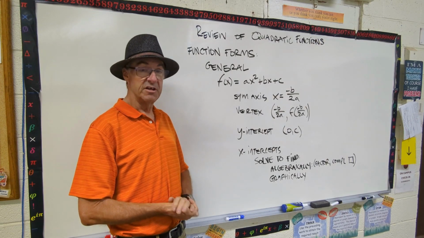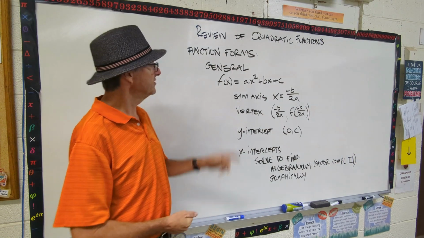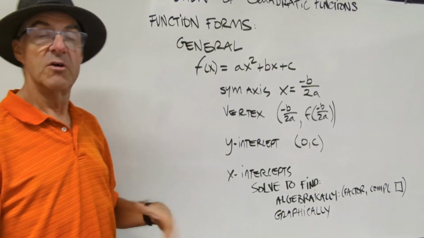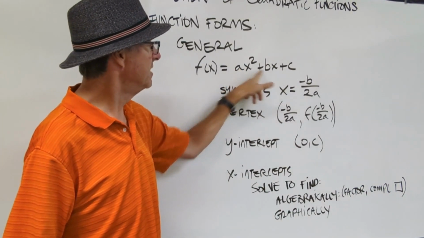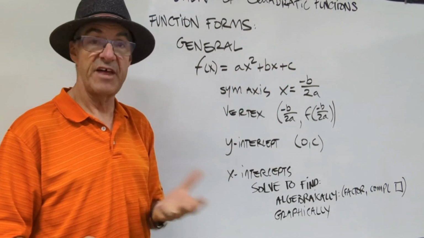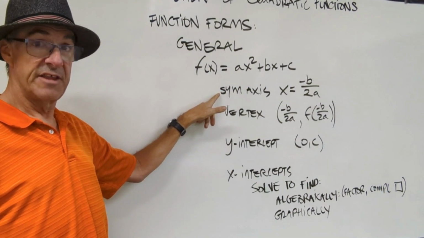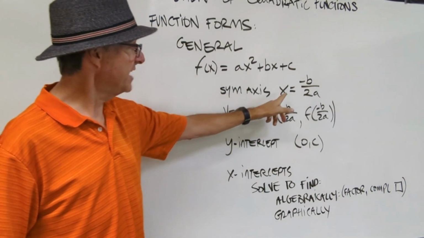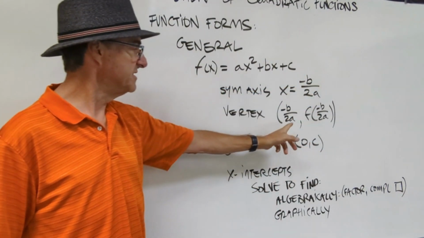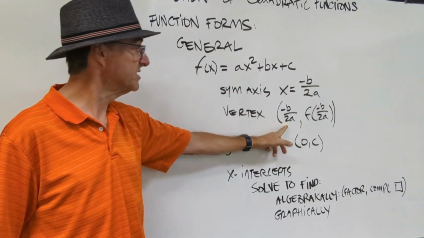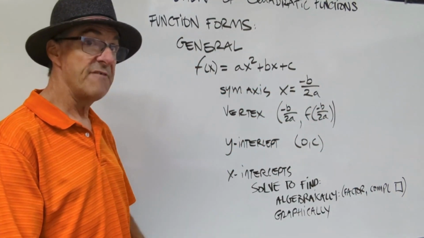Okay, let's get started. So we first started looking at the forms of quadratic functions. So here's our first form, general form, which is also called standard form. And this is with the little letters ax squared plus bx plus c. That's the form for that function. Now, we have a symmetry axis. That's the symmetry axis of the parabola, and that's found by x equals minus b over 2a. Our vertex is the x-coordinate of the symmetry axis, and then that value is plugged back into the function to get the y value of the vertex.